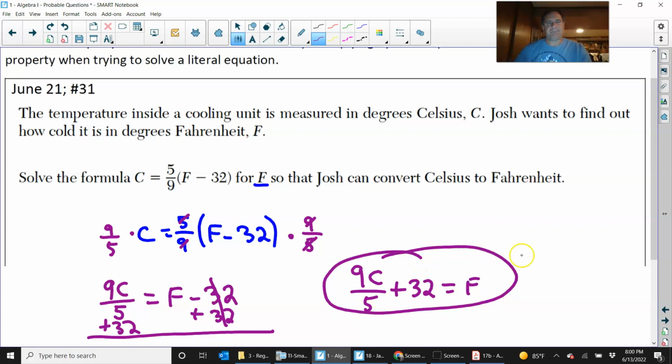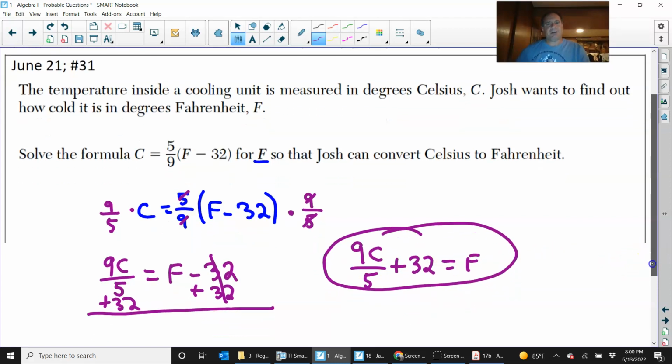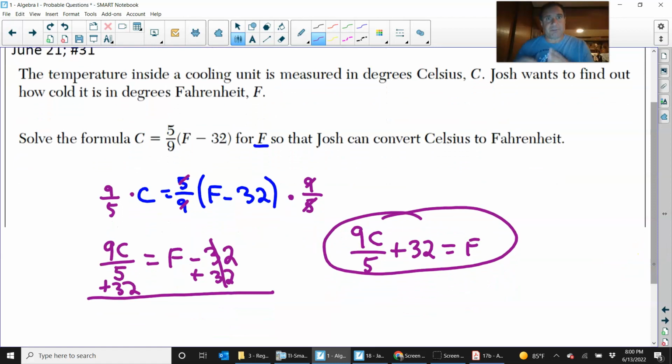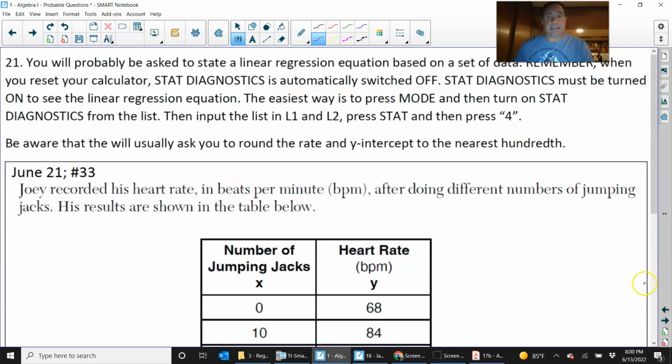Solved for f. Just remember, ask yourself what you want to get rid of. Most of the time, it's going to be a fraction that you want to get rid of. Do not distribute. Do not distribute when you're solving a literal equation. All right, and that's it.